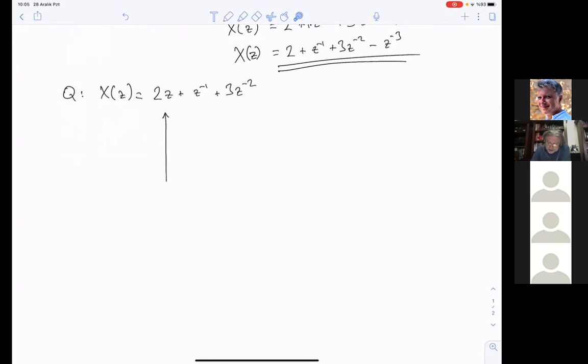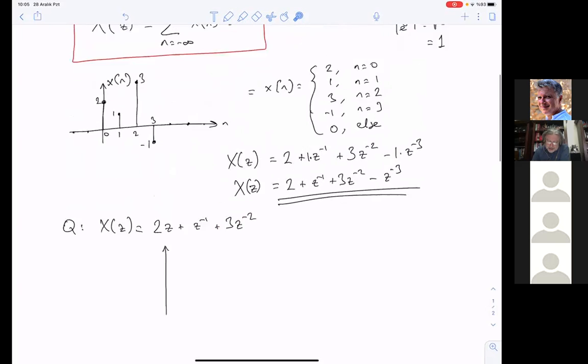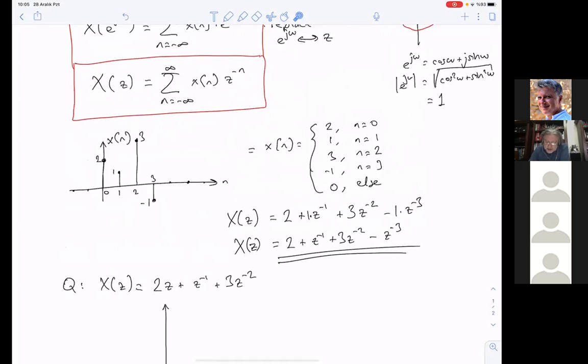These two coefficients, we already know how to handle them. There is a 1 at n is equal to 1, and there is a 3 at n is equal to 2. But how about this? What does it mean? Notice that in the transform, we have x of n times z to the minus n. So when n is equal to minus 1, z to the minus n becomes z to the 1. So actually, z by itself means n is equal to minus 1.